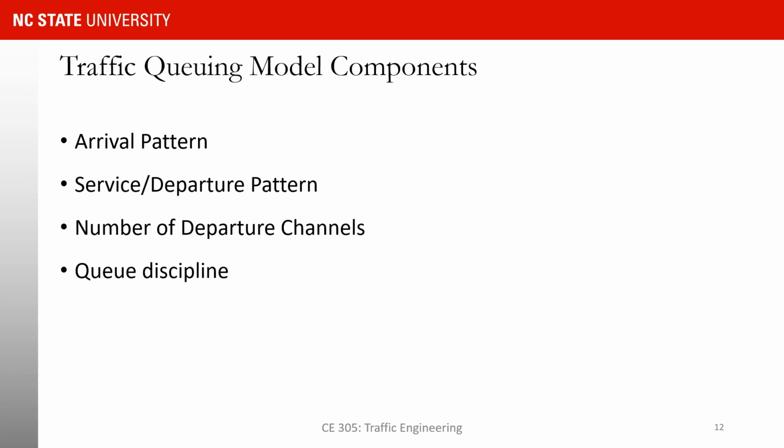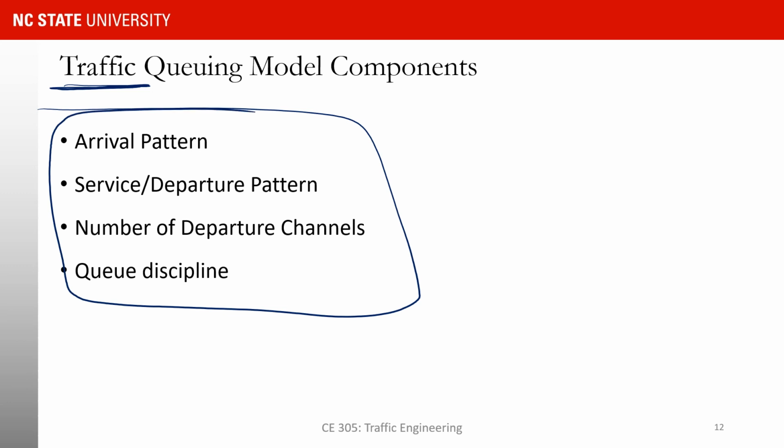So just to summarize, we have several components for a queuing system. Specific to traffic, we always have the arrival pattern, the service or departure pattern, the number of channels, and the queuing discipline. When you have information on all of these four parameters, you have fully defined a queuing system, at least from a traffic perspective.